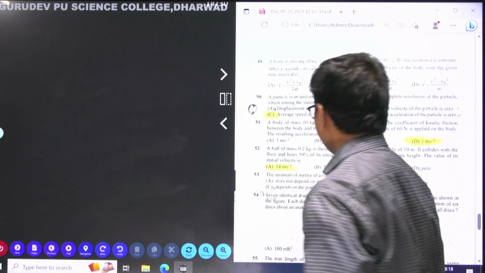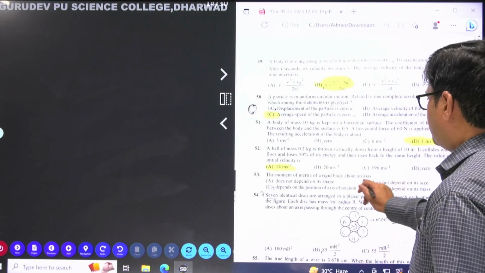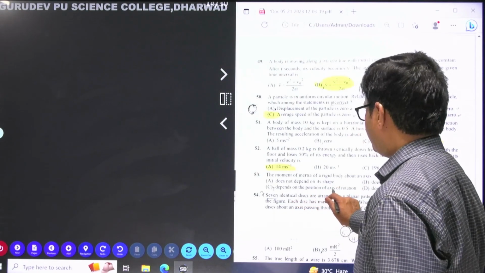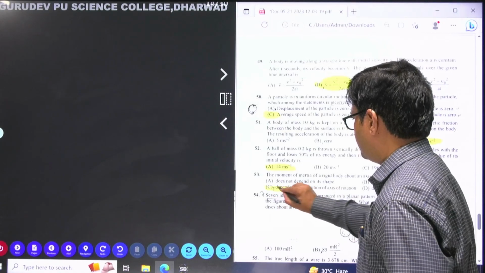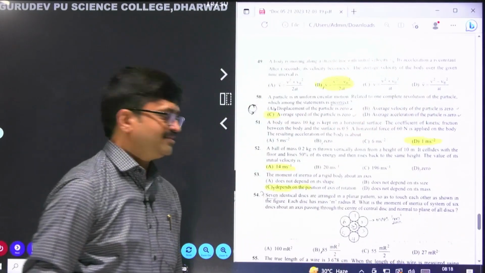The moment of inertia of a rigid body about an axis. Okay, if you just consider, it depends on what? Position of the axis of rotation. So we can address this question as option C, right?